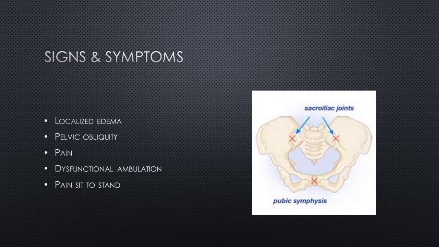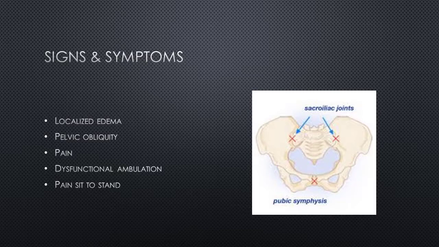Signs and symptoms include localized SI joint edema. However, it is too deep to visualize because it's about 8 to 10 centimeters deep. There will be a pelvic obliquity, and one of the easiest ways to determine this is to assess the levels of the iliac crest and the ASIS-PSIS. The pain tends to be either unilateral or bilateral, never midline. It's almost always caudal to the PSIS, so your upper inner buttock will notice the pain.